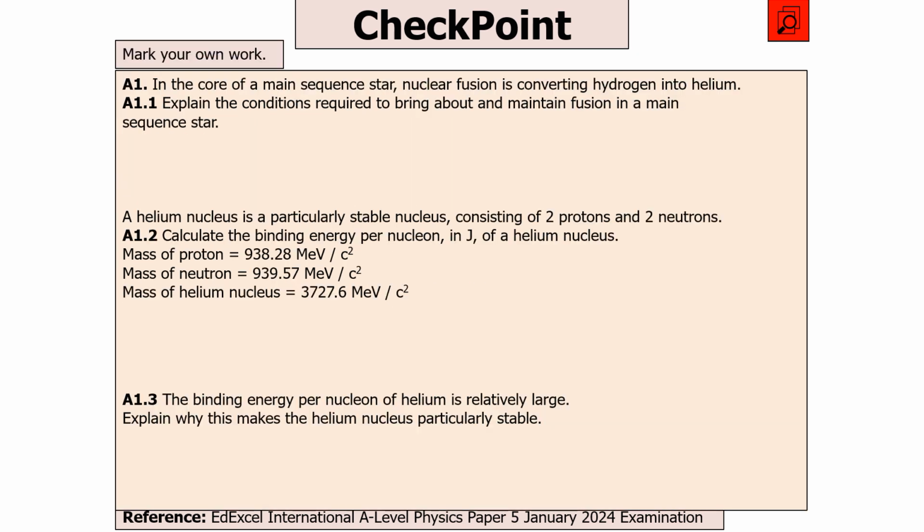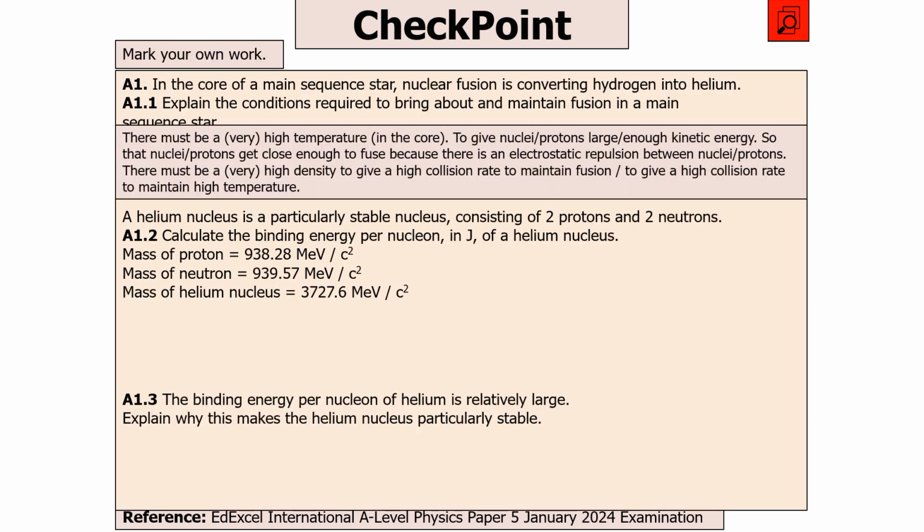Right, fusion happens when there's a high enough temperature in the core, because this gives the protons a large enough kinetic energy, so the protons can get close enough to fuse, because there's an electrostatic repulsion between the nuclei because they've got the same charge. You also need a very high density to maintain a high collision rate to maintain this fusion process, and that also leads to the high temperature.